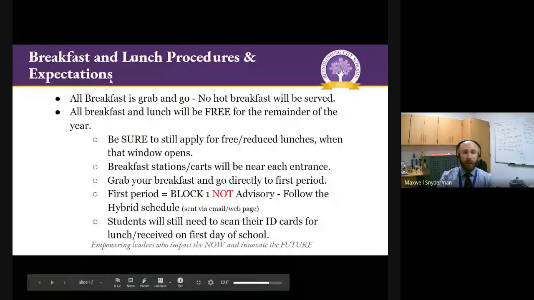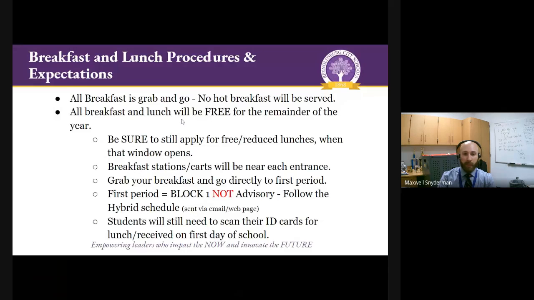So to continue on with the breakfast and lunch procedures and expectations, all breakfast is going to be grab and go. There will be no hot breakfast served. Those will be near the entrances that were shown in the video. That is the main entrance for bus riders, door 12 for all walkers, and door 11 for all students who are being dropped off.